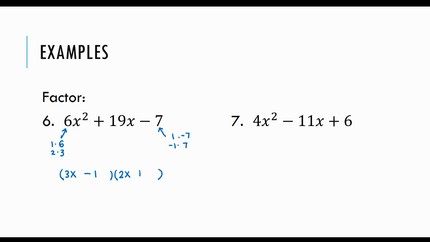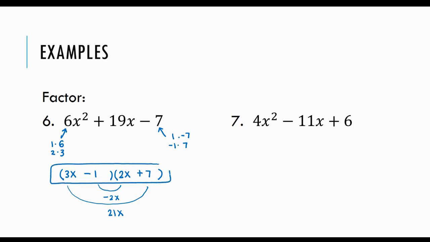So if I put a -1 first and a +7 second, I now have to check to make sure that I get that middle term of 19x. So I check the outer terms by multiplying them together. Well, 3x and 7 give you a 21x. If I multiply the inside terms together, -1 times 2x is -2x. These are both like terms. If I add them together, I will get that positive 19. So that tells me that we guessed correct the first time around.